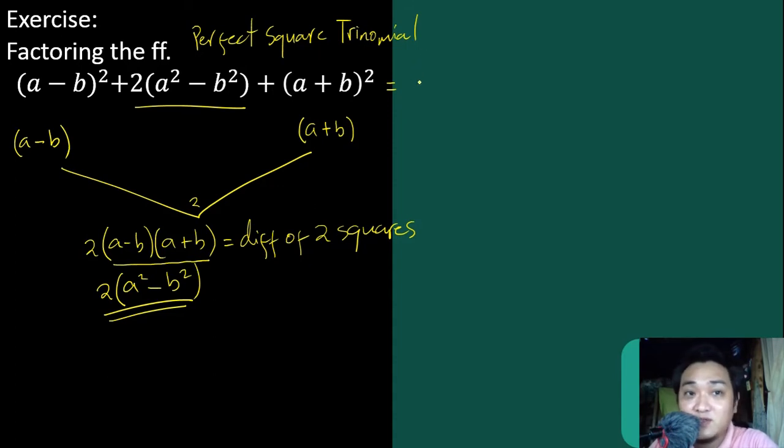Okay? So, again, the square root of the first term is, gagamit tayo ng bracket this time kasi meron tayong mga parentheses. So, the square root of the first term is a minus b. The square root of the last term is a plus b. The operation in between the terms in the binomial would be, syempre, kung ano yung operation sa middle term, yun din yung magiging operation sa binomial natin. So that is also positive and then squared.